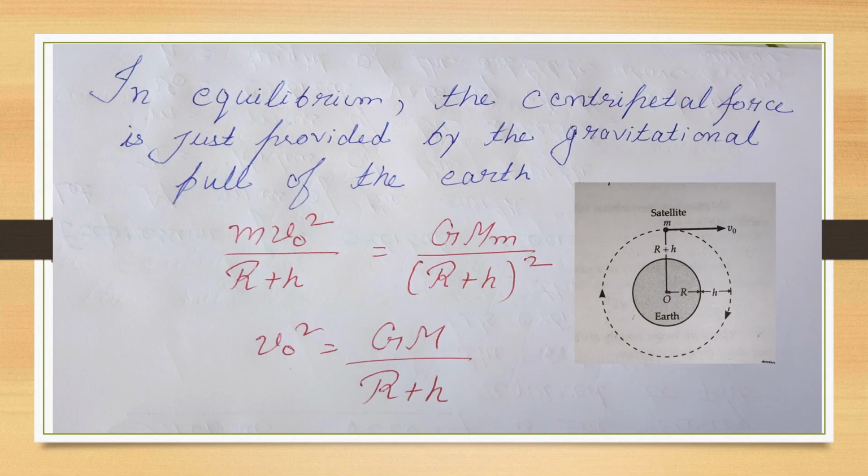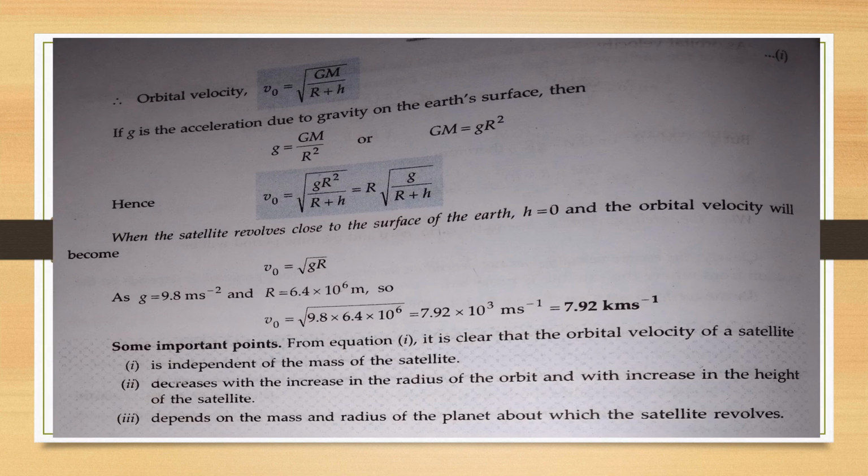So for equilibrium, both the forces are equal to each other, and from this, after solving the equation, we get the equation for v0 square. So v0 square is equal to GM divided by R plus h. So finally, we get the final result for the orbital velocity, that is v0 is equal to under root of GM divided by R plus h.